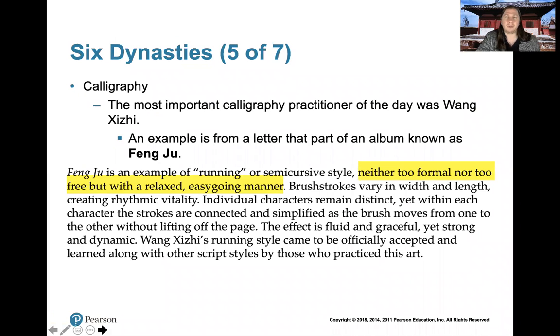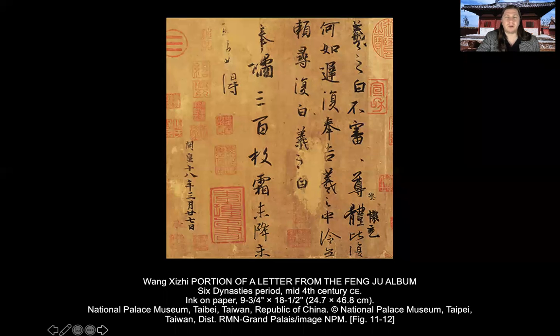The type of calligraphy that we're going to look at right now is by Wang Jizi, and it's a type known as Fengju, which is not as formal as seal script, a little bit more relaxed and easygoing. But yeah, this is a really nice example of Fengju. You can see that it is fairly fluid.